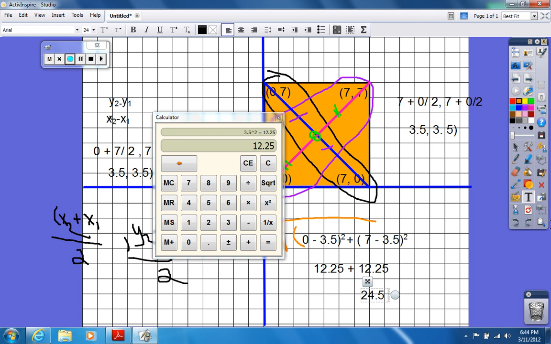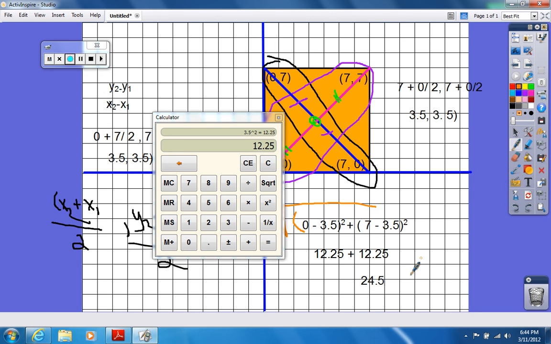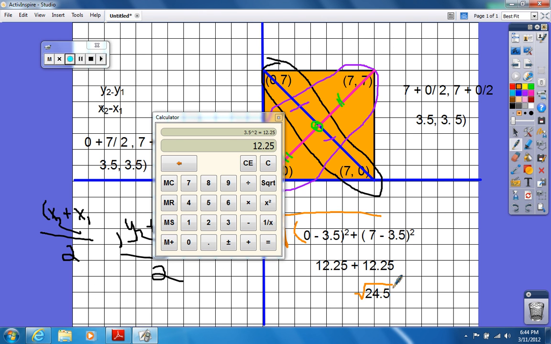Which brings it to 24.5, which when I take the square root of that is going to be close to 5 because the square root of 25 is 5. But we can go ahead and do it so you can see, equals, and I'm going to square root it, and it's 4.9. So the length of this line is 4.9. I'm then going to find the length of this line, which is going to be the 7 here minus the 3.5, and then 0 minus the 3.5 and square it, and I'll get the same exact answer, 24.5.